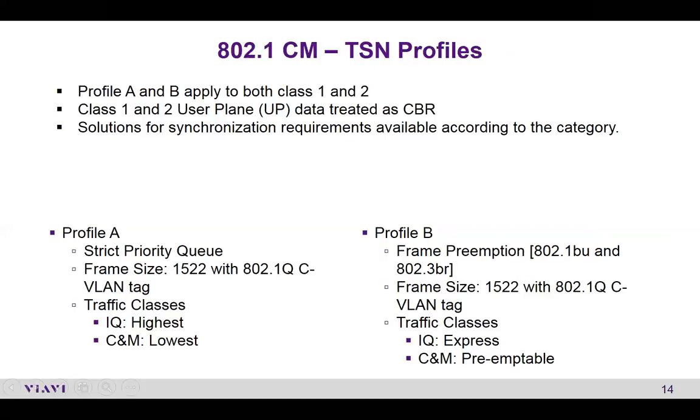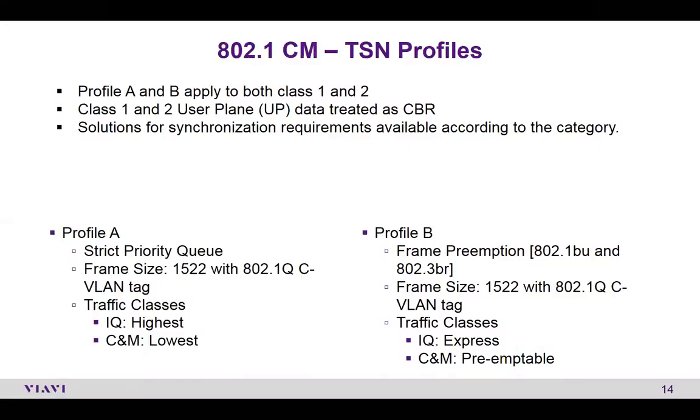And this alone, the whole TSN, could be and will be another webinar for sure, or webinar series. We won't have time for it. Anyway, the summary is that profile A and B are both provided in 802.1CM and can work for class 1 and class 2 user plane, basically for eCPRI and for CPRI type of traffic. Now, this is the scope of 802.1CM, but 802.1CM doesn't say how you solve the problem.